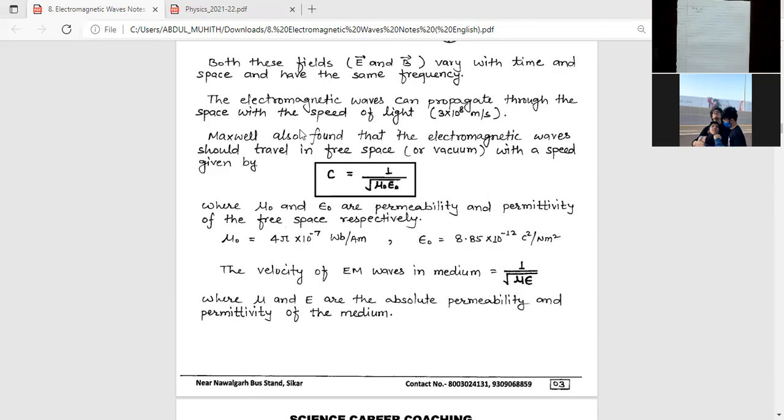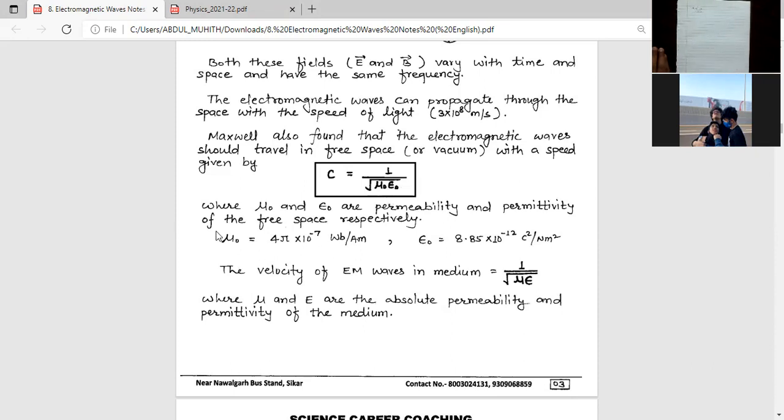So speed of light, what is mu 0 here? Mu 0 is the permeability of free space, and epsilon 0 is the permittivity of free space. What is permeability? It is a property of the medium which allows magnetic lines of force to pass through it. Epsilon 0 is a property of the medium which allows electric lines of force. This is for electric lines of force, this is for magnetic lines of force.